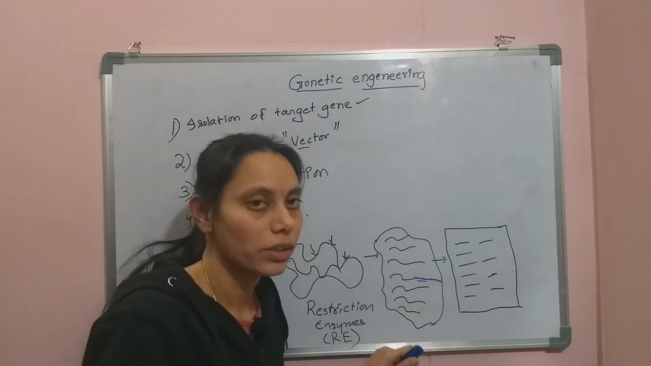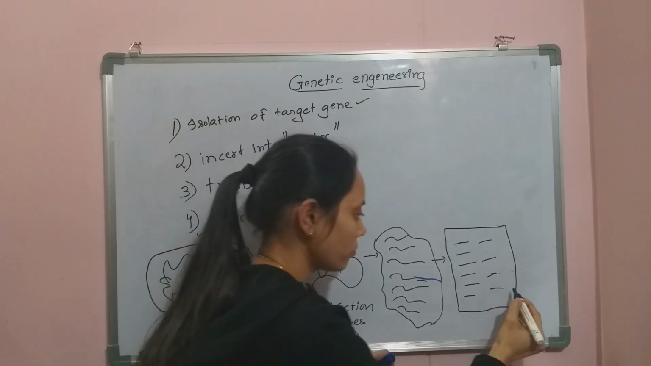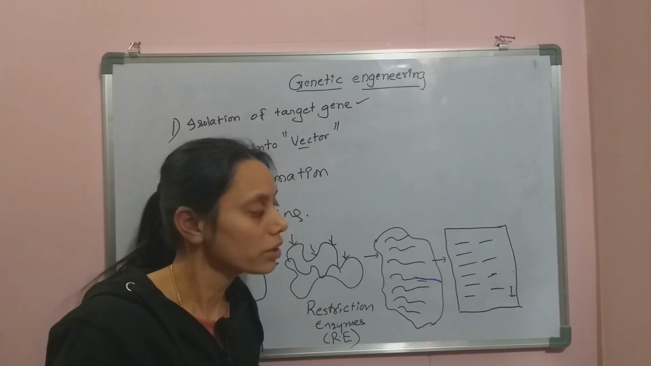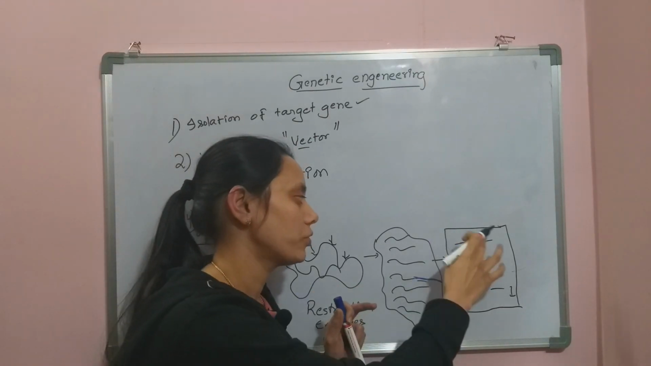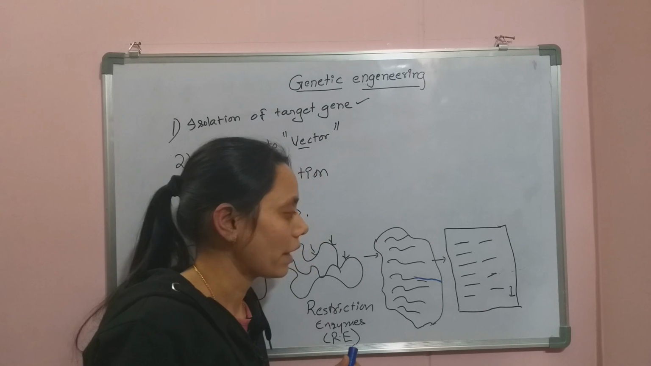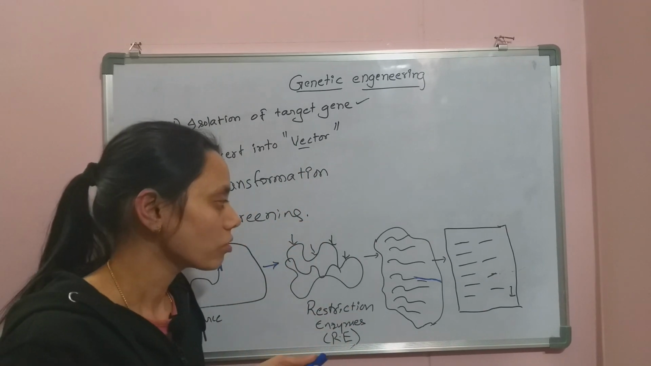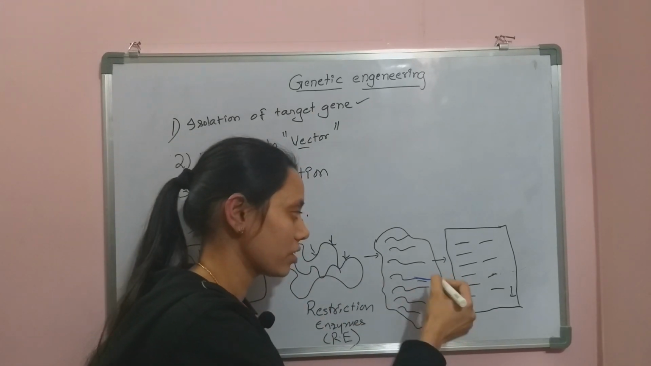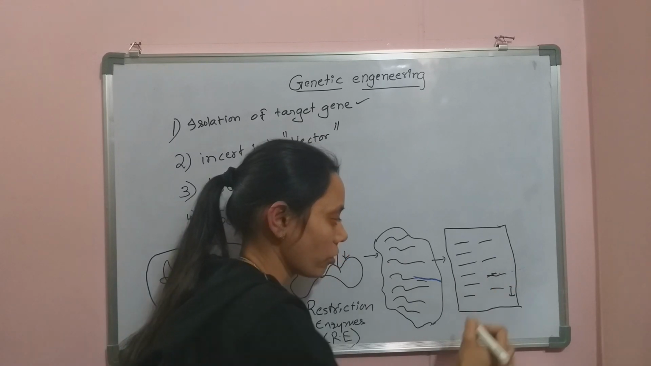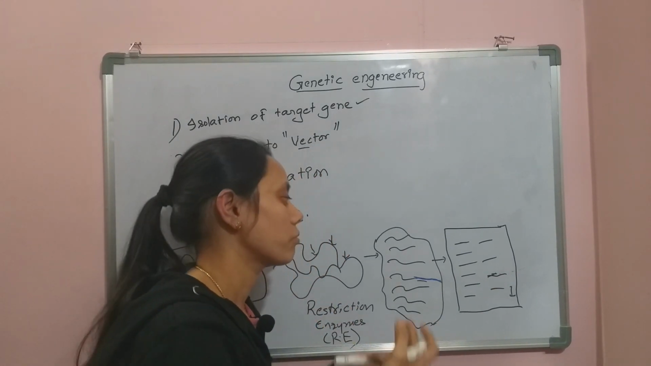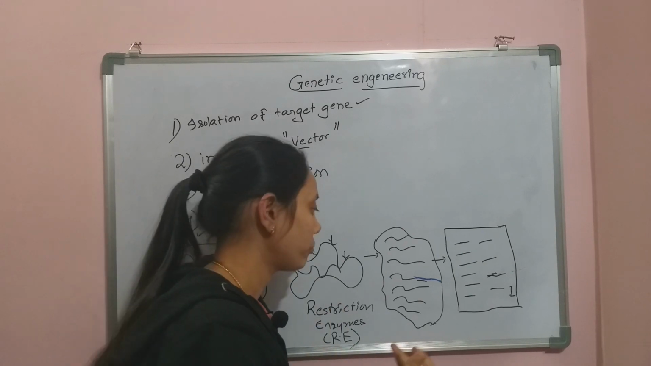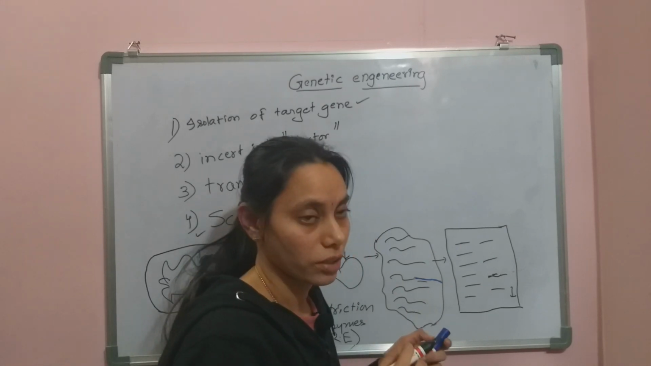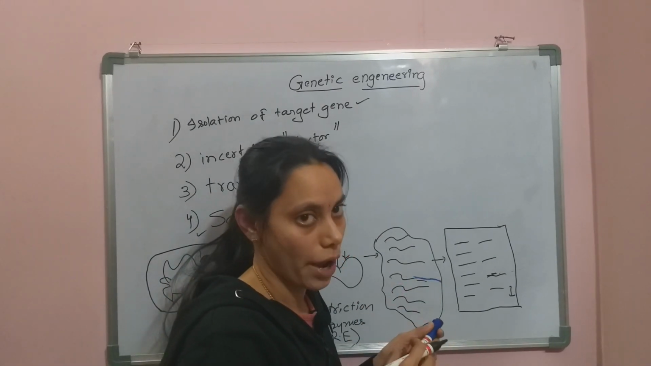and small fragments are able to reach the bottom, and larger fragments, which have a high molecular weight, will stay at the top of the gel. So here, still we don't know where the target gene is. In this gel electrophoregram, we really don't know where the target gene is. We need to look for that. So here we need to select the target gene, identification of target gene among the fragments.